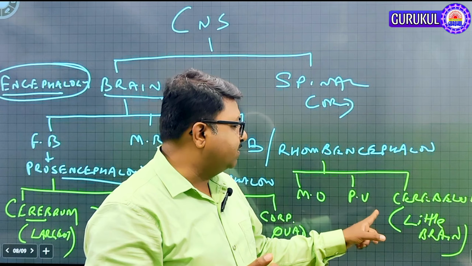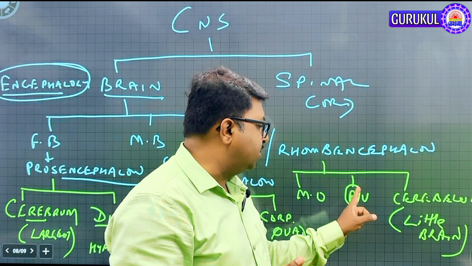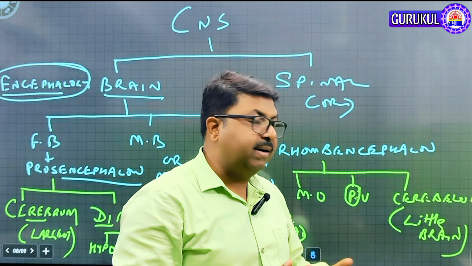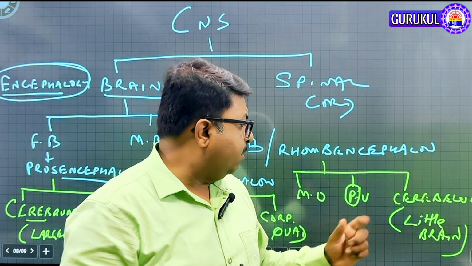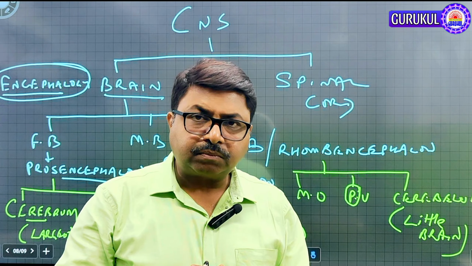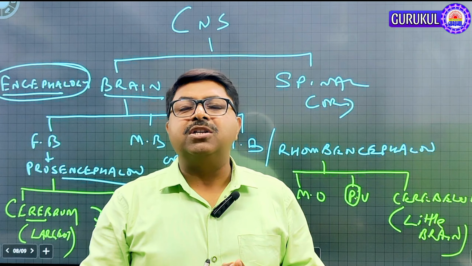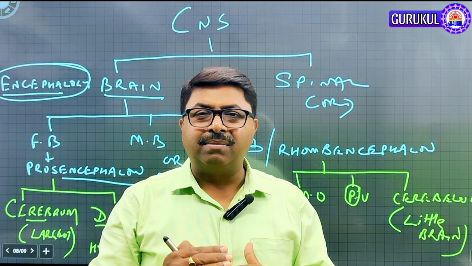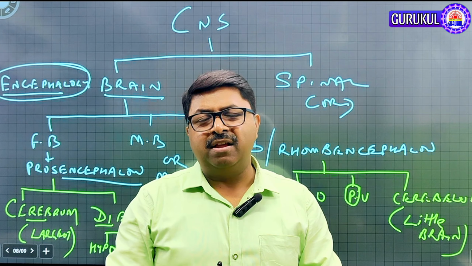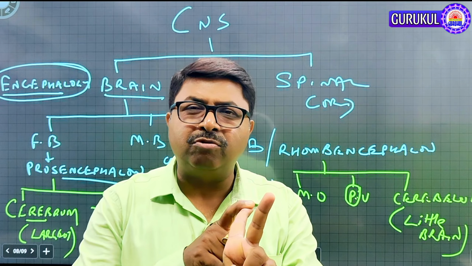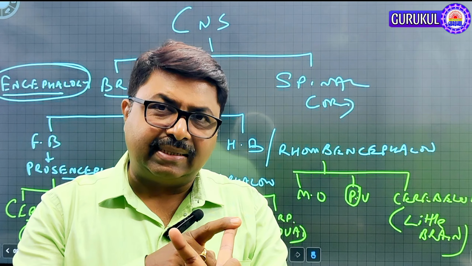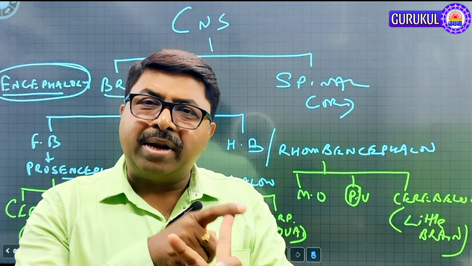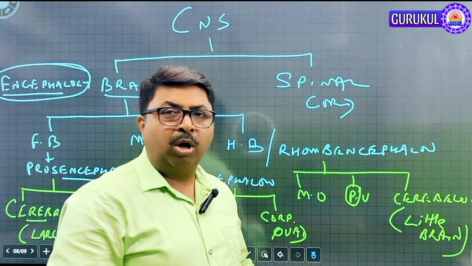When we talk about pons varolii, pons means what? Pons means bridge. It's a bridge between medulla oblongata and cerebellum. Fine. Now think about it. ये pons varolii का main function है क्या? It maintains a rhythm. So there are 2 centers we have talked about in the earlier video. Just check it out. One is apneustic center and the other is pneumotaxic center. These 2 are the main functions of pons varolii.